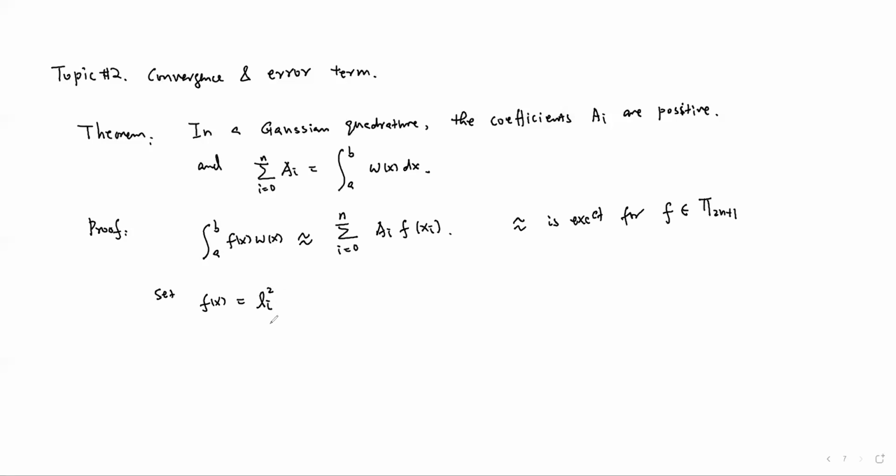Li square, the Lagrange cardinal function Li square. Li actually is equal to 1 when x is equal to xi, and 0 when x is not equal to xi. Right? Do you remember?